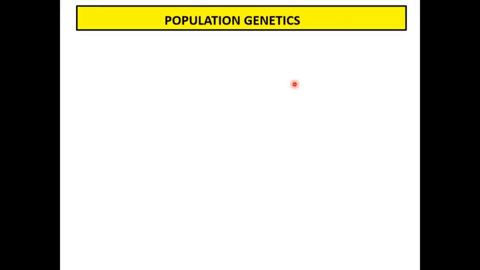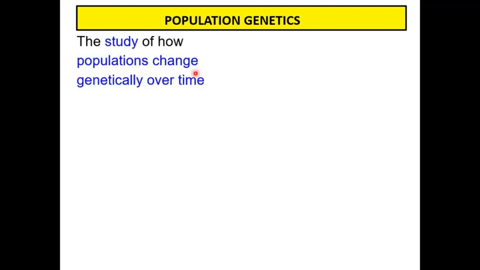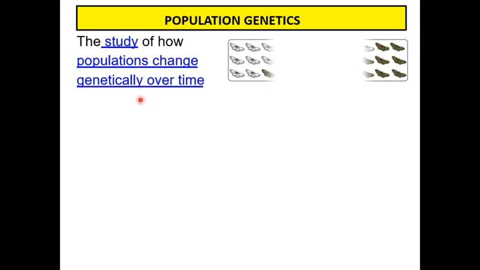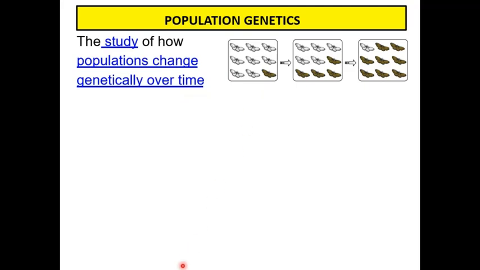Population genetics. What is the meaning of population genetics? Population genetics means the study of how populations change genetically over time. The key point here is the study of how populations change genetically over time. For example, this diagram shows three different generations of peppered moth.